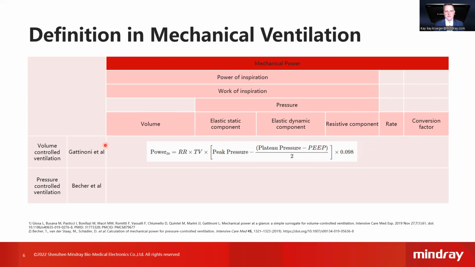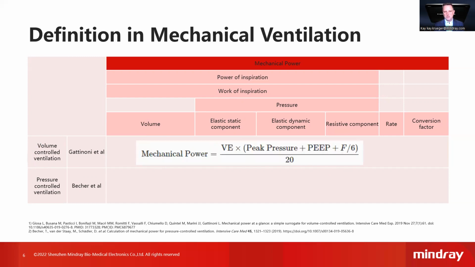If we look at the formula, you see here volume-controlled ventilation as described by Gattinoni et al. for respiratory system power. Here we have the respiratory rate, tidal volume, peak pressure, plateau pressure minus PEEP divided by 2, and the conversion factor. There's a simplified equation that has been published that may be more handy for the daily work at bedside, which you can see here.